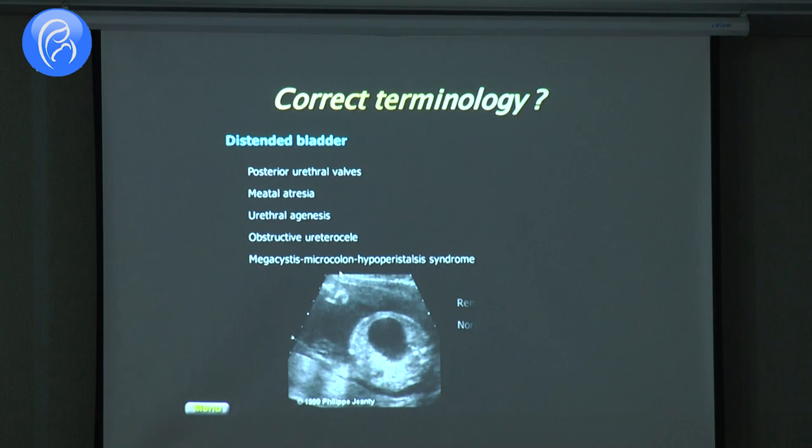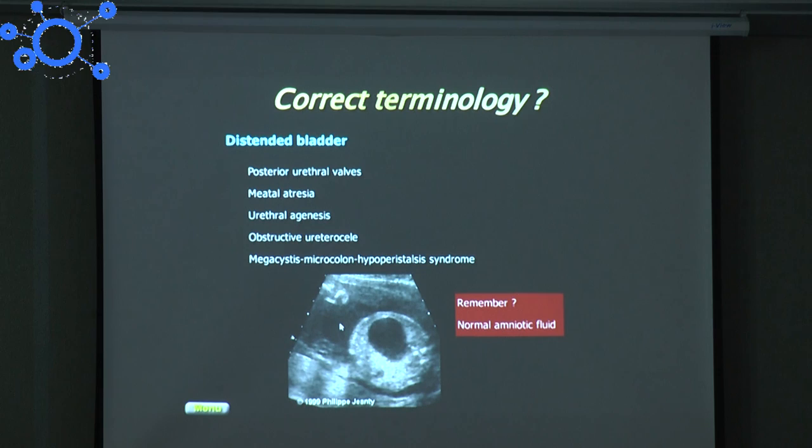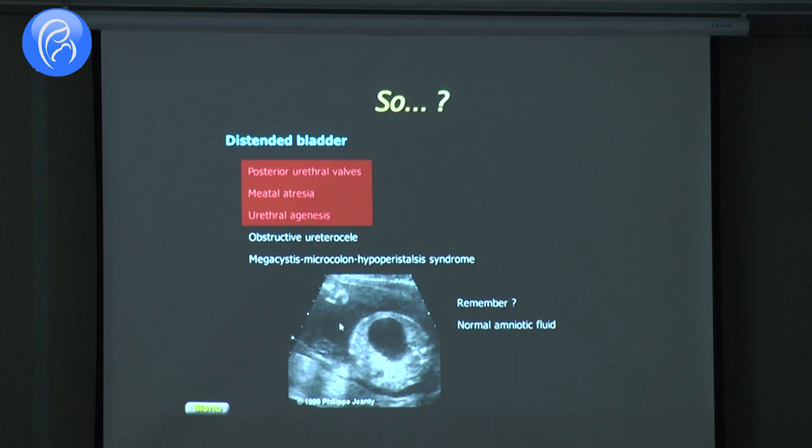So if it's not obstructed, if it's just distended, all these diagnoses don't work. It cannot be any of these. We don't see a ureterocele, so that's not possible either. So the only one possible is the megacystis microcolon hypoperistalsis syndrome. So you tell that to the mother, and she asks, can we put a shunt in my baby's bladder?